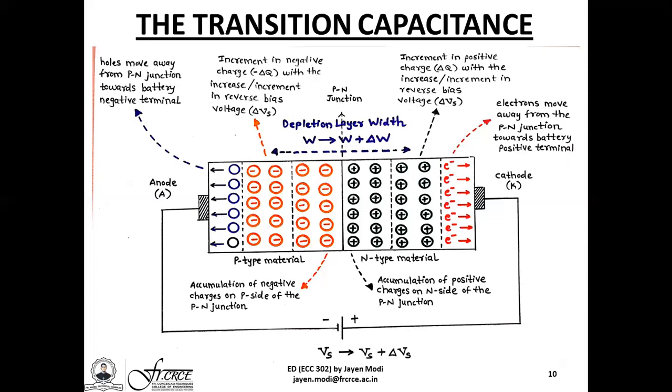the two parallel plates. So this phenomenon of transition capacitance is actually exploited by the varactor diode, something which we had seen earlier in lecture number 12, because this is an electronically controlled capacitance. If you are able to control the applied reverse bias voltage Vs, you are also able to control the depletion layer width, and hence you are also able to control the transition capacitance.